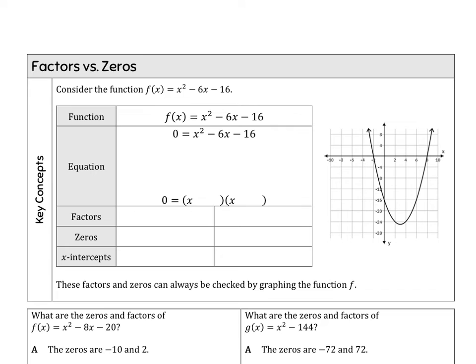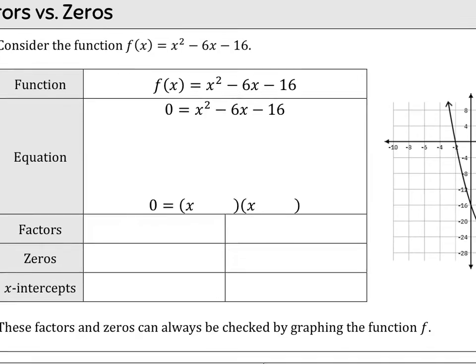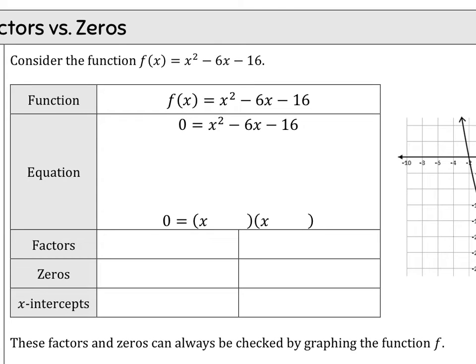Okay, so if we consider the function f of x equal to x squared minus 6x minus 16, on your paper, my handwriting is already printed on there. What did I do to that function? I did an x puzzle to factor it. Very good. I like those words.